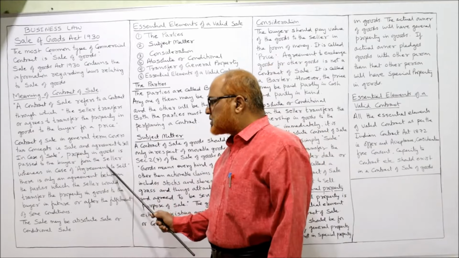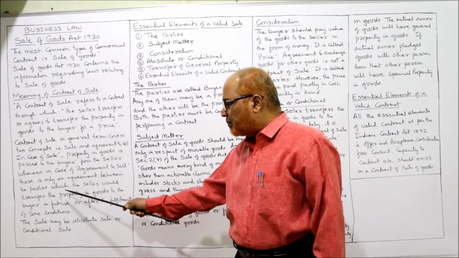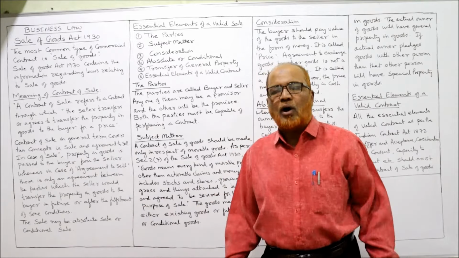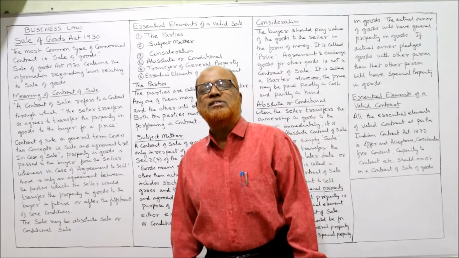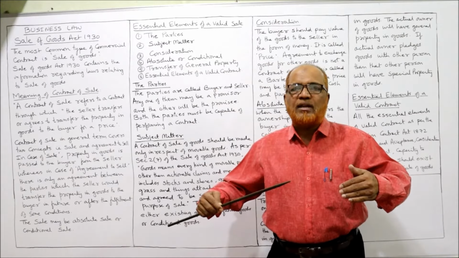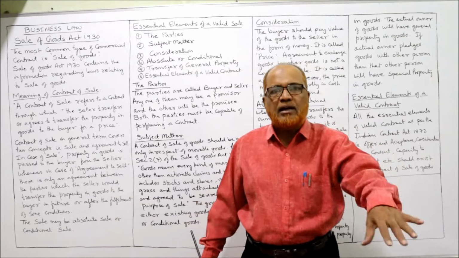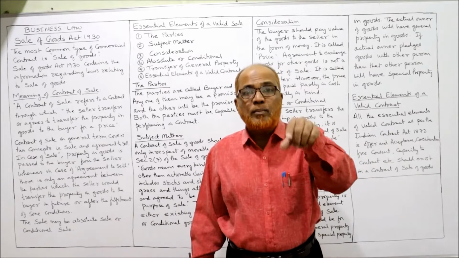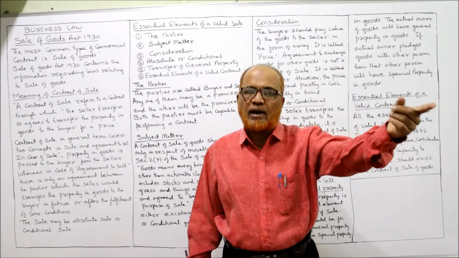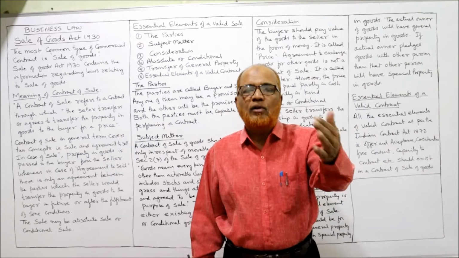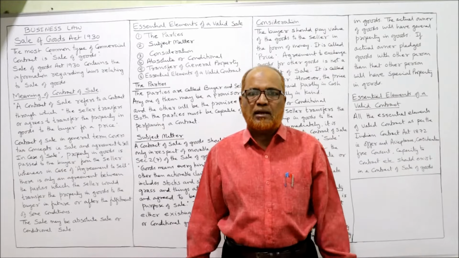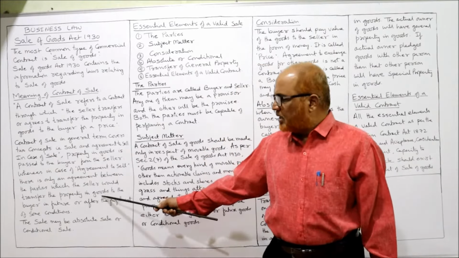Whereas in an agreement to sell, there is only an agreement between the parties under which the seller would transfer the property in goods to the buyer in future or after fulfillment of some conditions. That means the seller is not transferring the property in goods immediately. The seller promises that I will transfer the property in goods at a future date or upon fulfilling certain conditions. It is called conditional sale. So this is the meaning of the term sale.